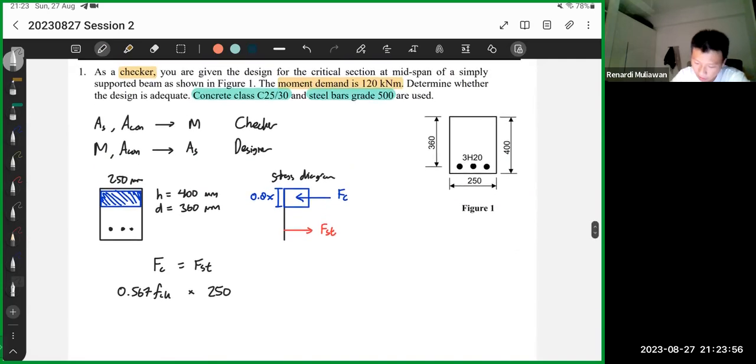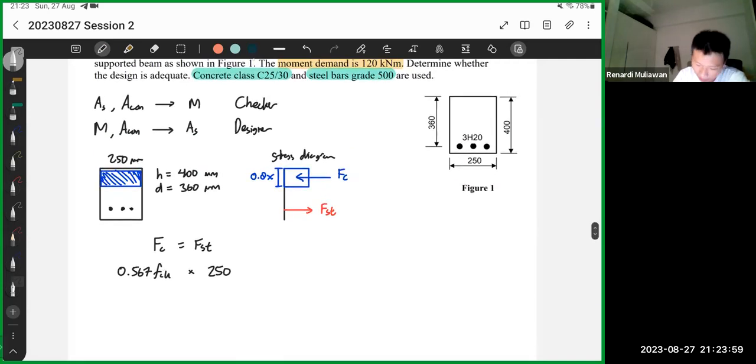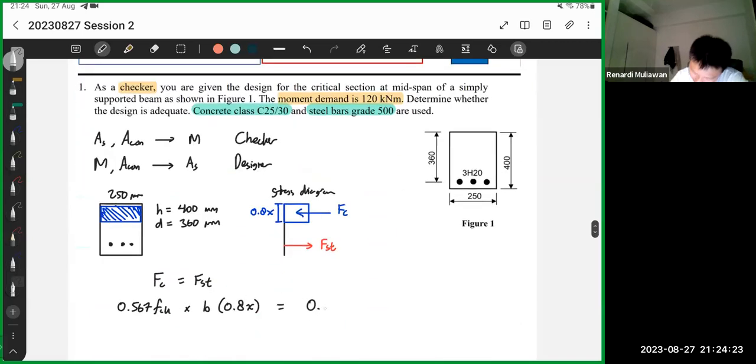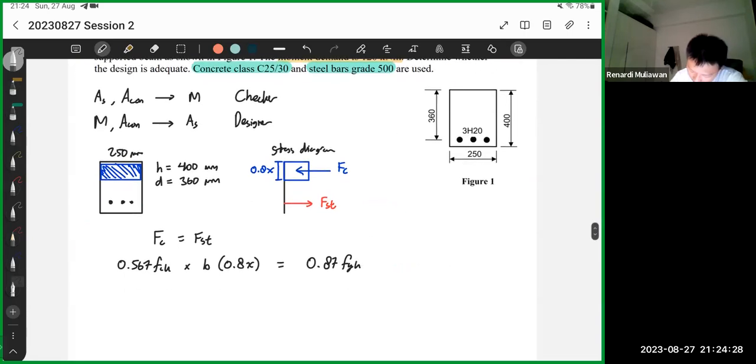Oh, actually, we know FCK also. FCK is 25. Okay, never mind. I'll just write B first, so it's not confusing. B times 0.8x. So that's this blue area. Equals to the force of steel. Again, it's stress times area. Stress is, oh my gosh, my memory, 0.87 FYK. You multiply by the area of the steel. So that's AS. And that's it, because we only have tensile steel.